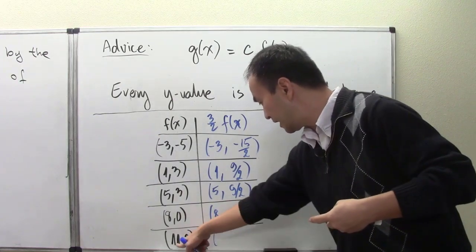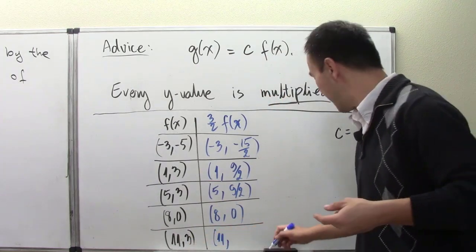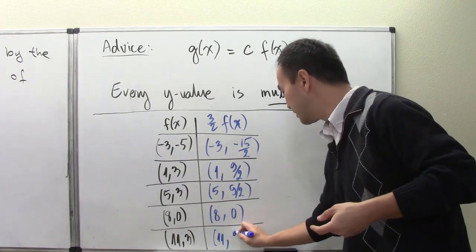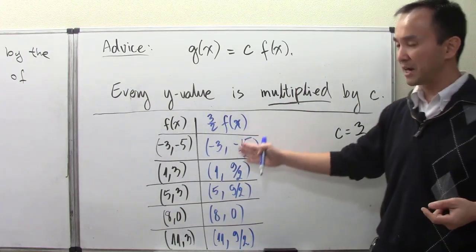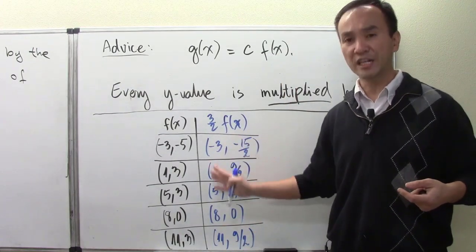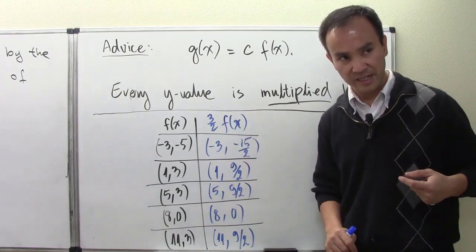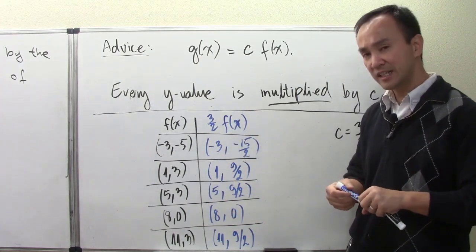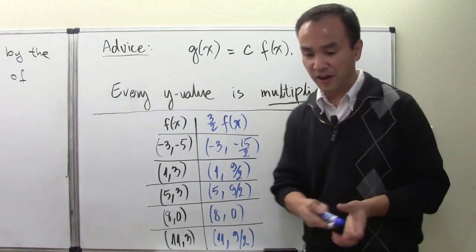Then 11 stays the same. 3 multiplied with 3/2 gives me 9/2. All right, so this is my point. This will be my guiding point for the transformed graph of the g of x function. So in that way, let's see how we can bring it into our actual function here.